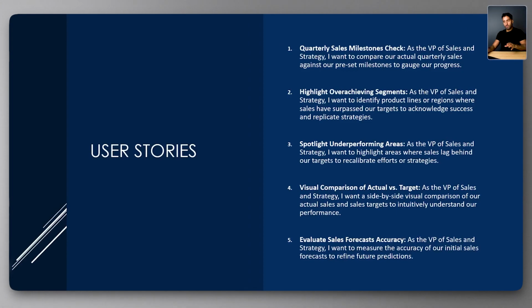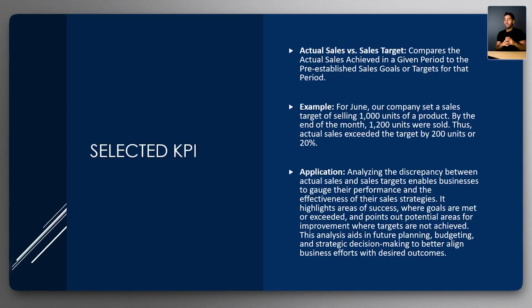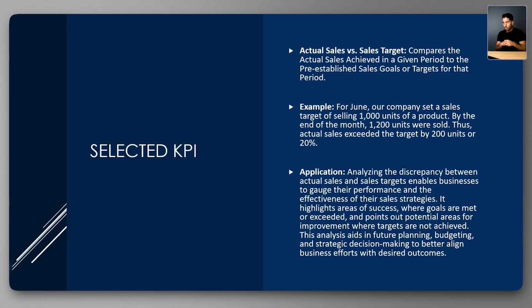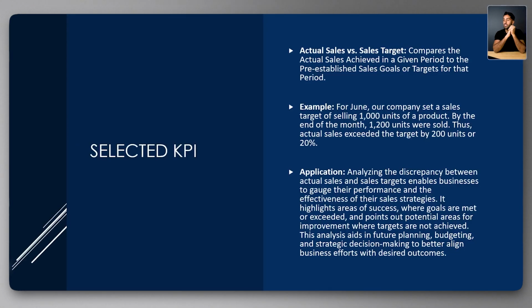Now, before we move on, let's make sure we understand the KPIs that we're working with. So actual sales versus sales target compares the actual sales achieved in a given period to the pre-established sales goals or targets for that period. Fairly straightforward. For June, our company set a sales target of selling 1,000 units of a product. By the end of the month, 1,200 units were sold. Thus, actual sales exceed the target by 200 units or 20%.